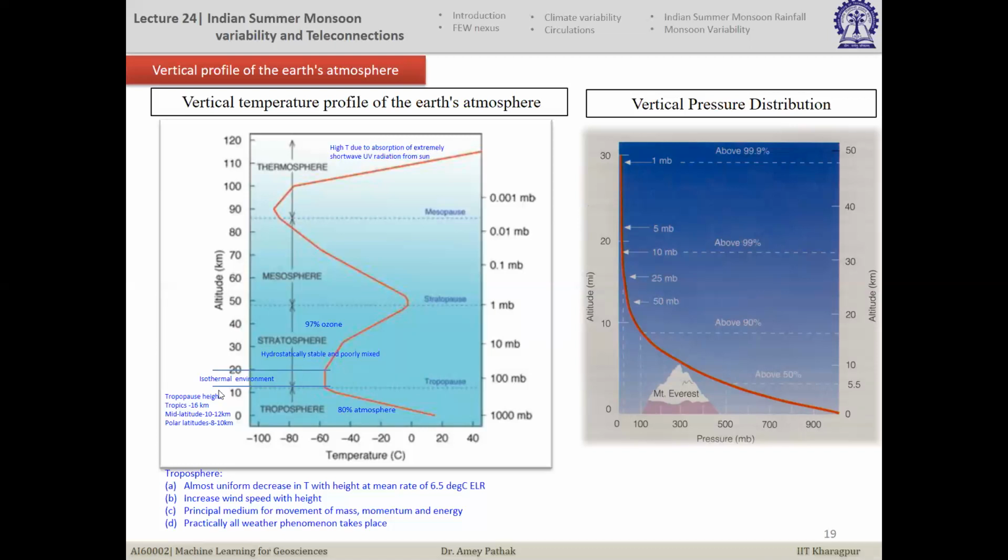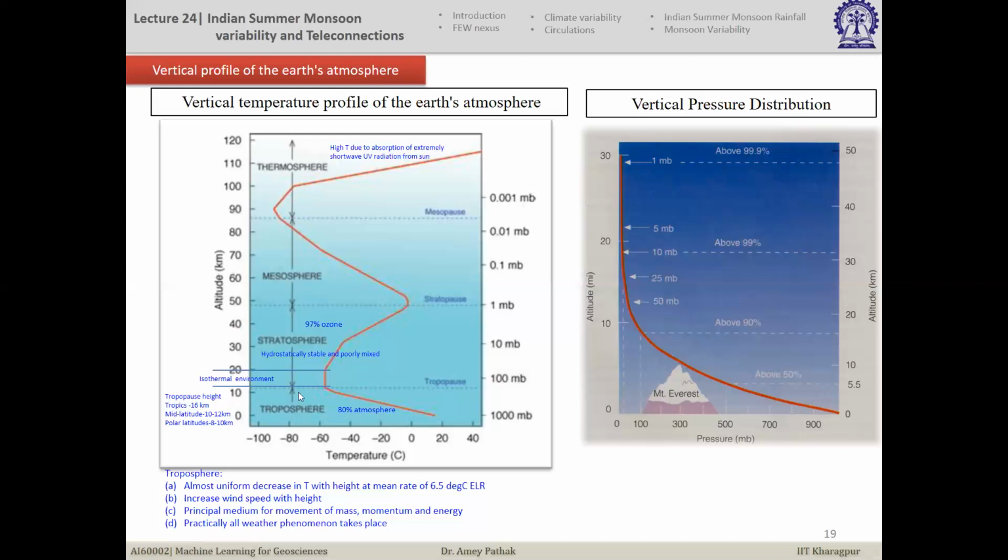So another interesting thing that we should know is the layer that separates the stratosphere from the troposphere, and that layer is known as the tropopause. So when I was talking about the height of the troposphere, I was talking about the height of this tropopause. The tropopause is a layer at which sudden changes take place.